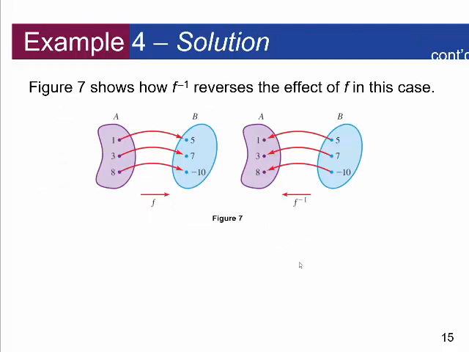All right, so this figure 7 here shows how f inverse reverses the effect of the original function f in this case. That's all you're seeing. We're just switching the arrow. We're switching the correspondence. In the original function, 1 goes to 5. In the inverse function, 5 goes to 1. That's what we're saying here.